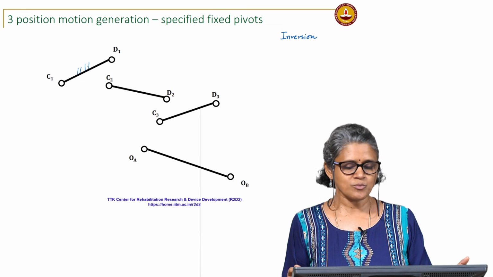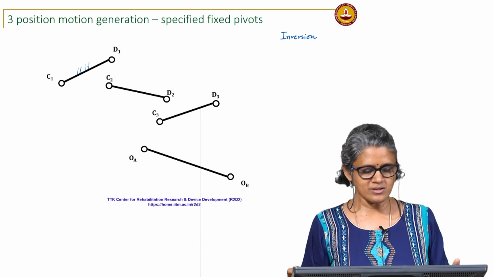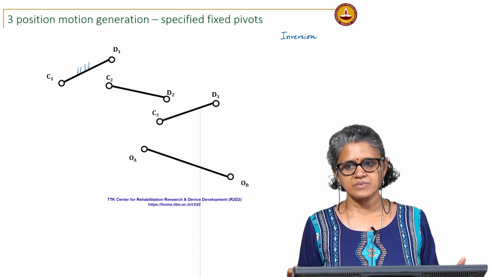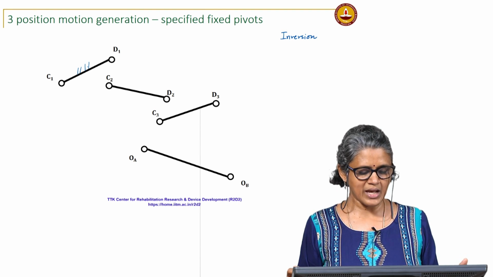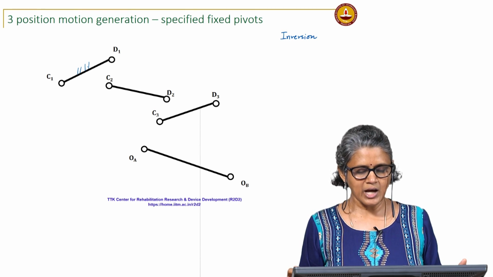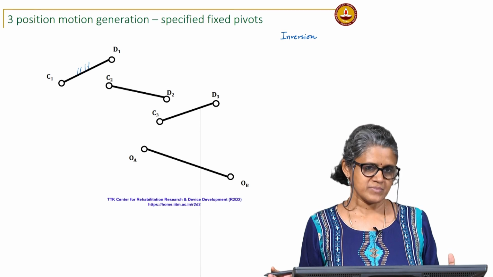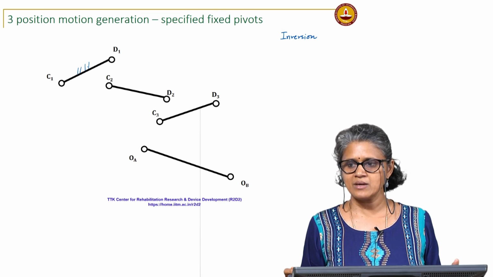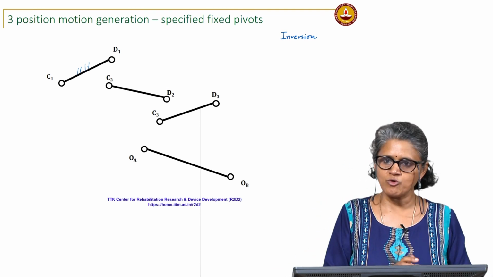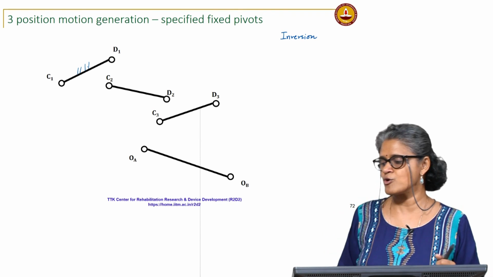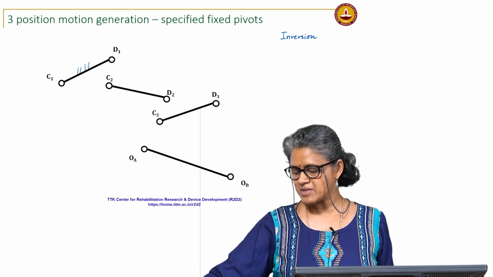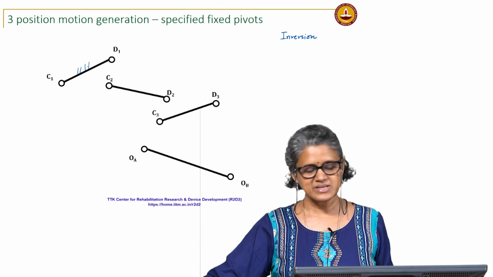So, by inversion I am sitting on the first position of C1 D1, and I am going to look at how OA OB will move with respect to me if I did not move, but OA OB moved instead, so that the relative motion remains the same, the relative locations remain the same.